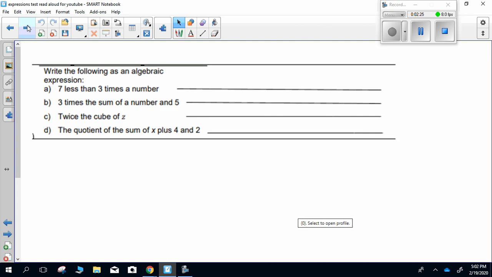Number 10, write the following as an algebraic expression. A, 7 less than 3 times a number. B, 3 times the sum of a number and 5. C, twice the cube of z. D, the quotient of the sum of x plus 4 and 2. Make sure you write 4 answers here.